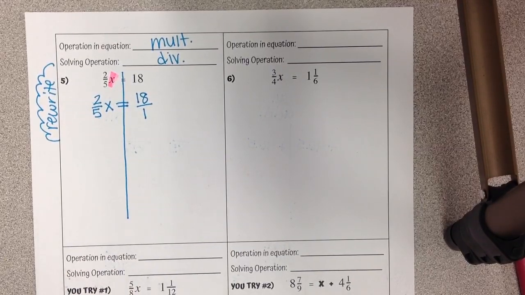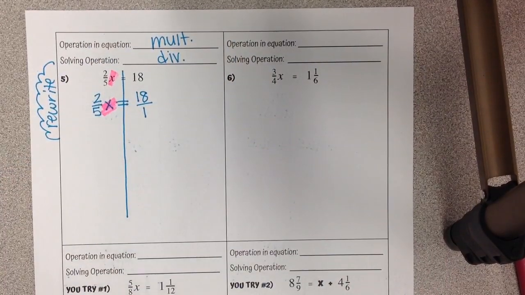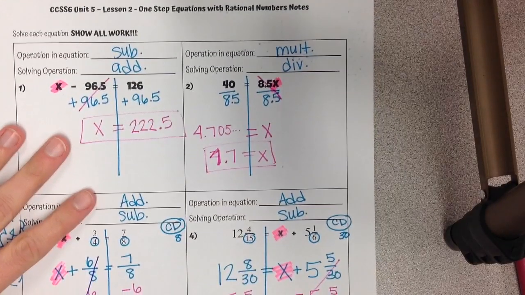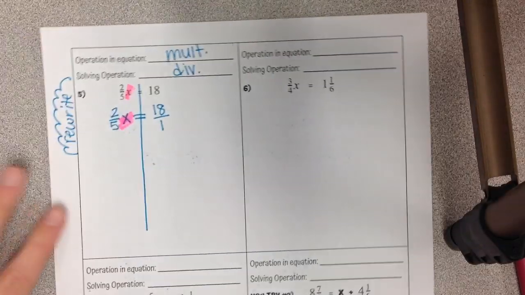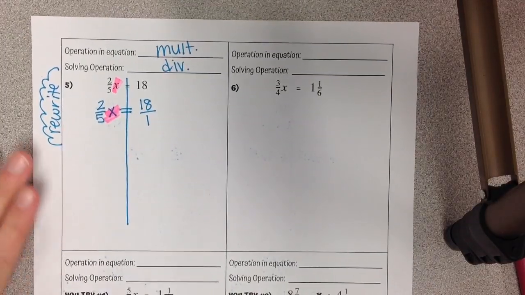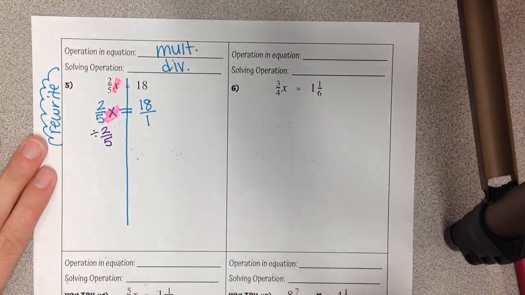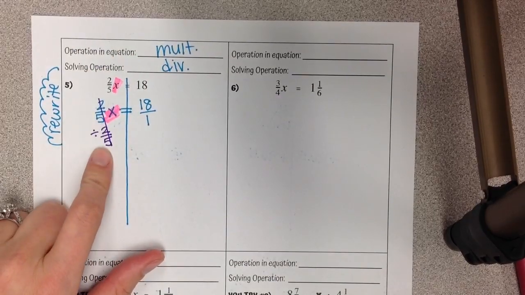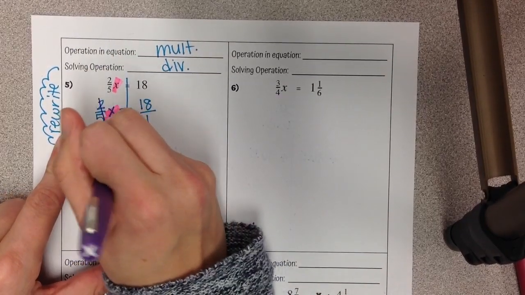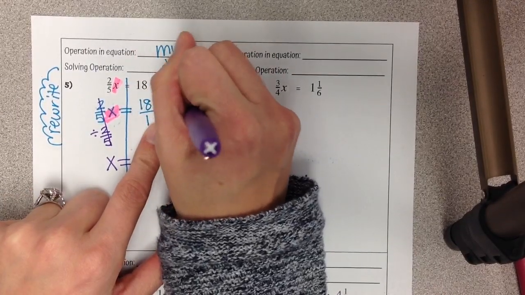Okay? Now again, looking at the side that has the variable, we said it was multiplication, so the opposite is to divide. Every other time that we've had division, we've said don't use the division sign, use that fraction bar. When you have fractions, they're kind of the exception to the rule. I'm okay with you using the division sign. Okay? If I'm dividing the left side by 2/5, because 2/5 divided by 2/5 is 1x, we're left with just x. I'm going to divide the right side by 2/5.